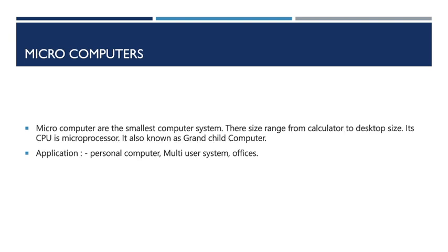Next is microcomputers. Microcomputers are the smallest computer system. Their size ranges from calculator to desktop size. So there are different sizes of microcomputers. Its CPU is a microprocessor, and it is also known as grandchild computer. So for application, you can use these microcomputers as personal computers, multi-user systems, and in offices also you are using microcomputers. So in our day-to-day life we are using microcomputers much more.